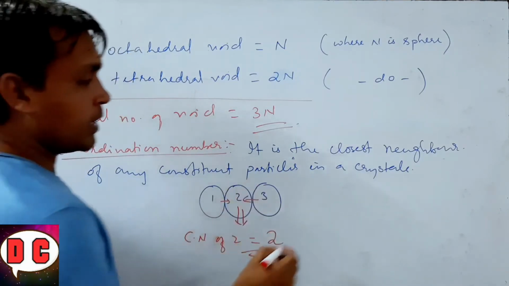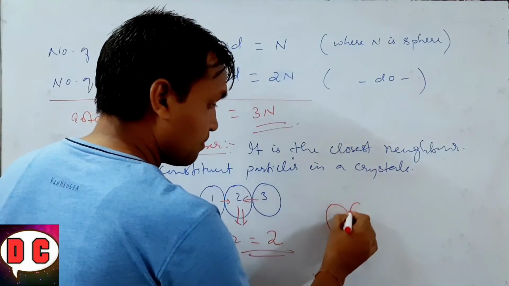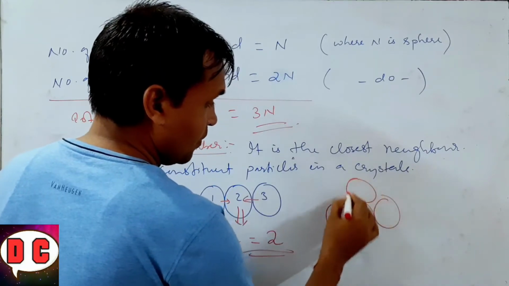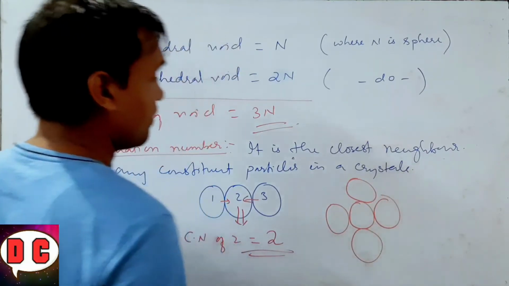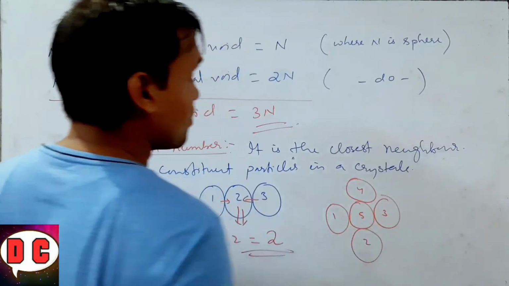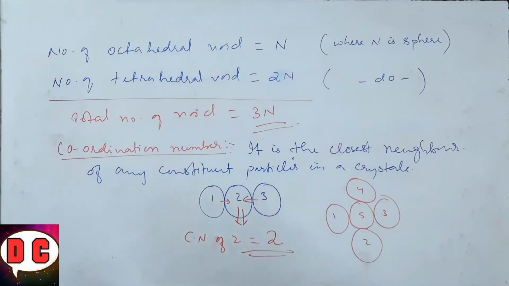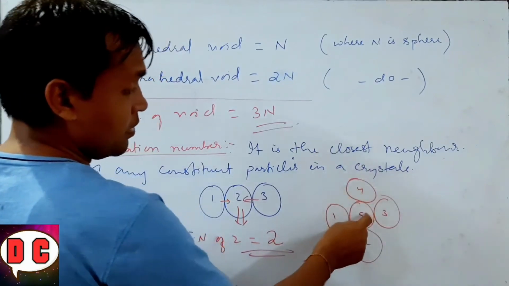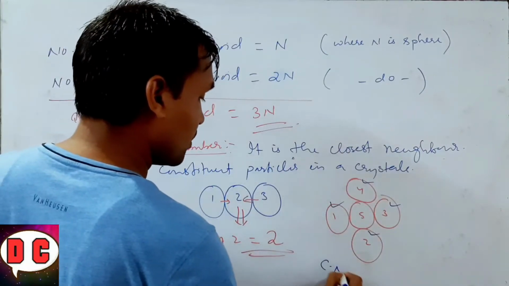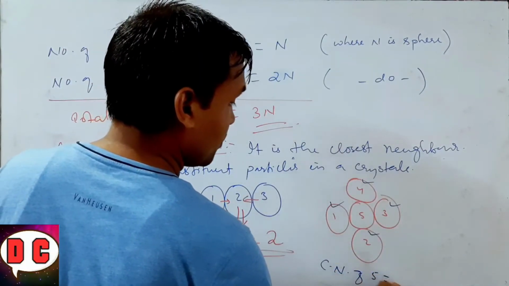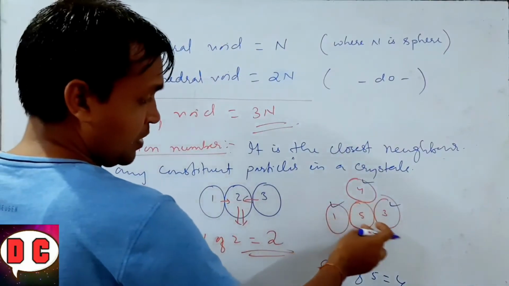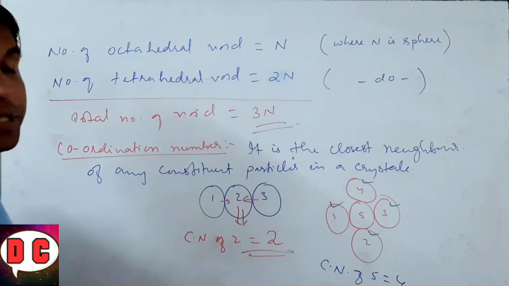Hope you have understood. Now let's take another example of coordination number. Suppose there are particles 1, 2, 3, 4, and this one is 5. If I ask you what is the coordination number of 5, how many constituent particles are touching 5? 1, 2, 3, 4. So the coordination number of 5 is 4. The fifth sphere is being touched directly by the remaining 4.